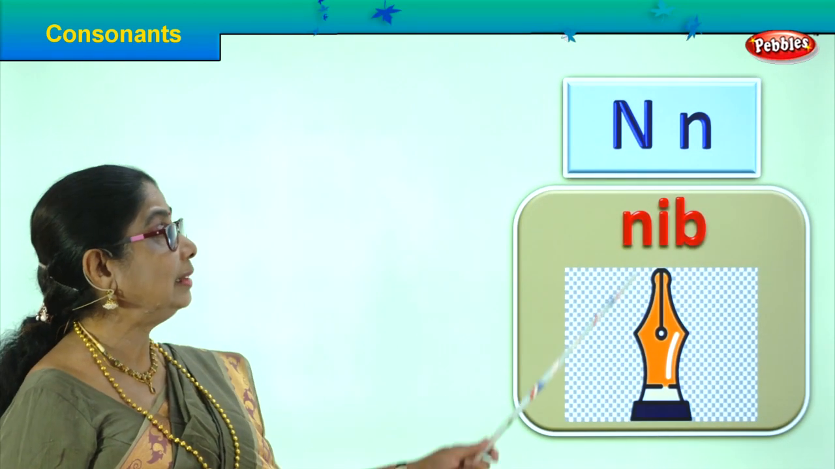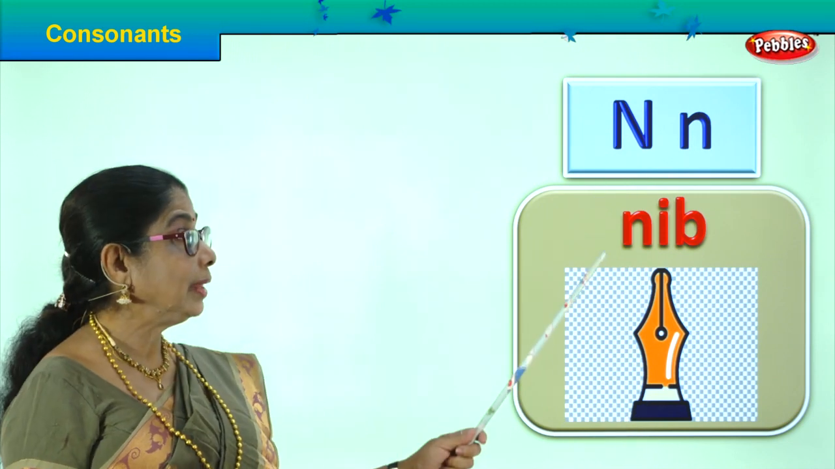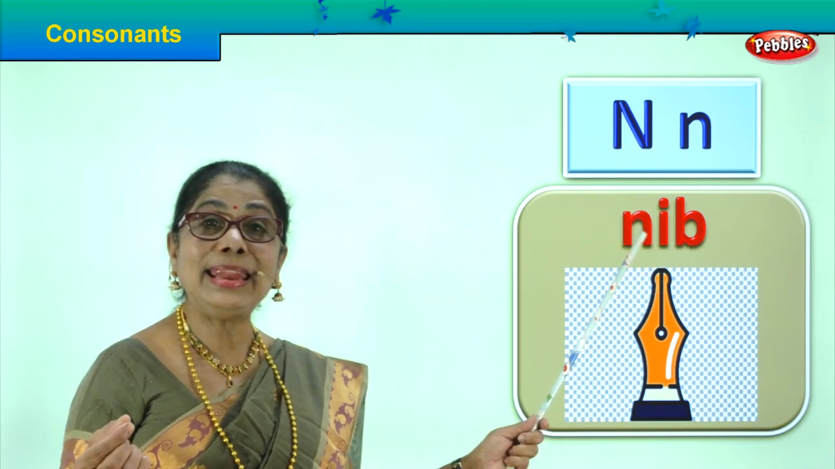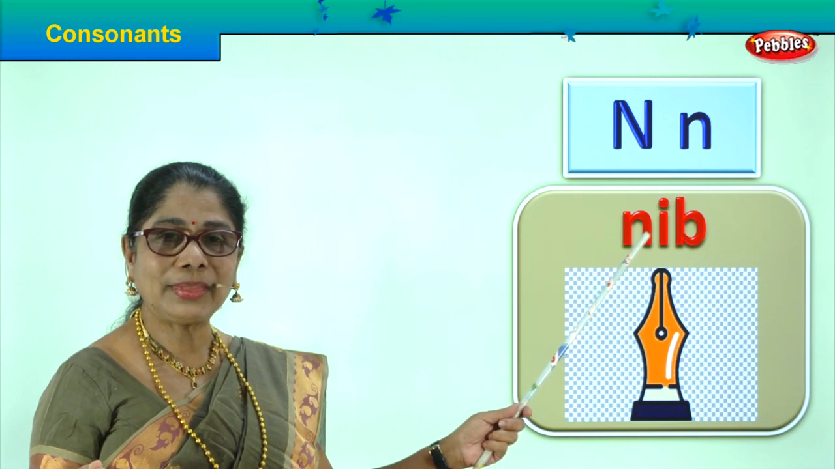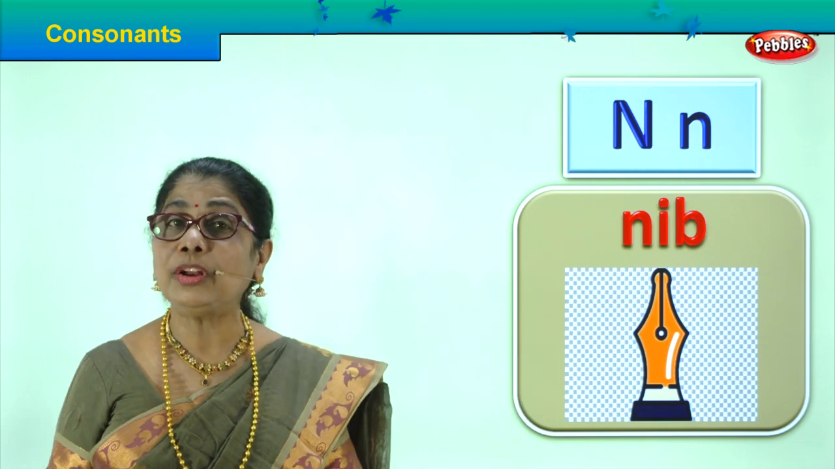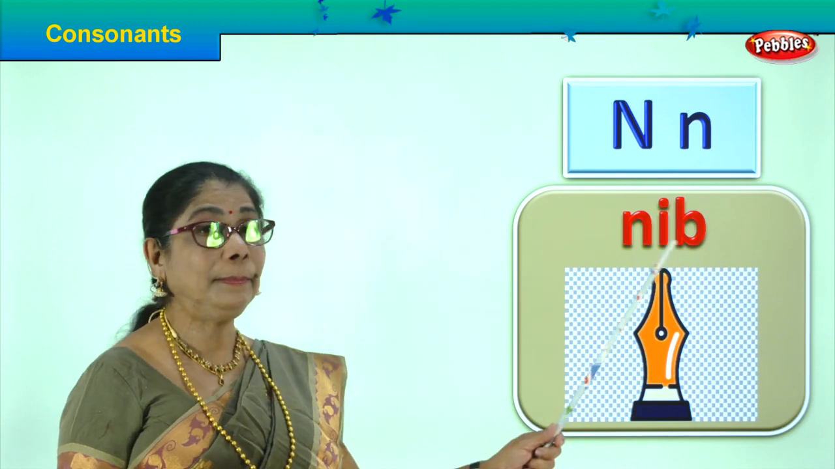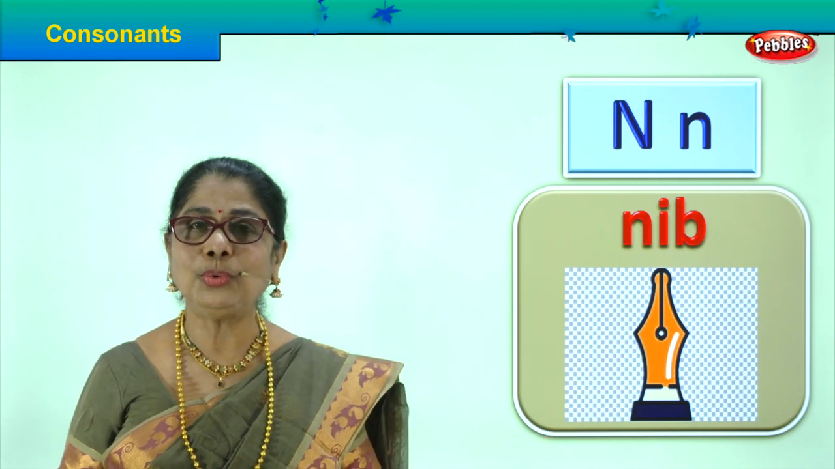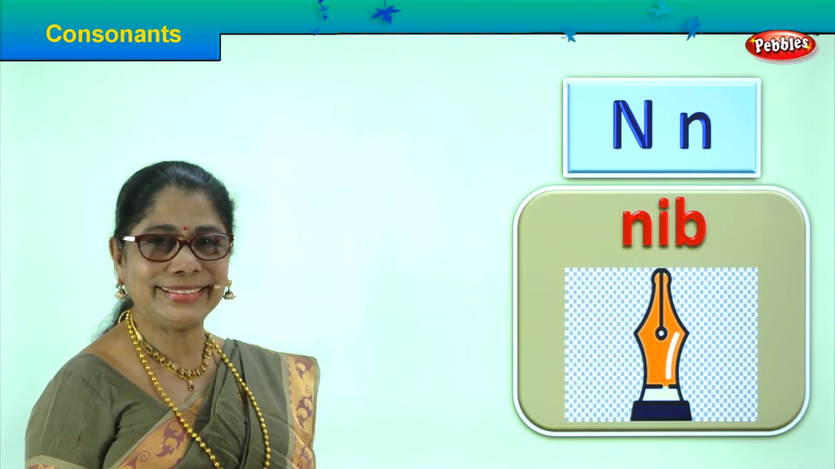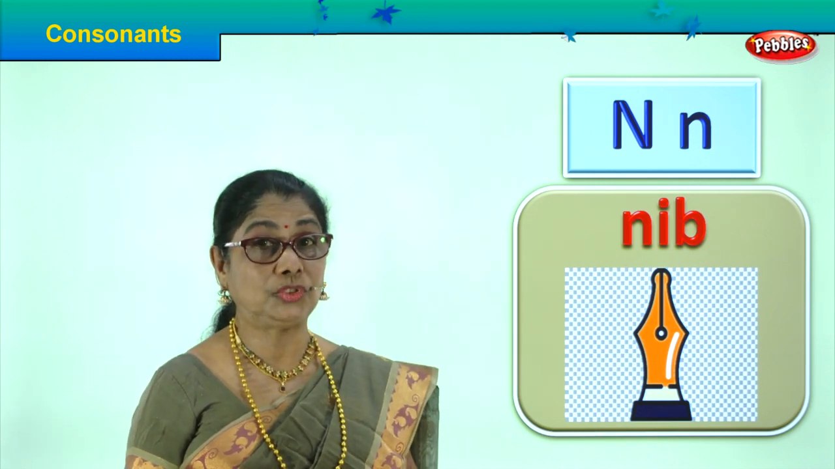Let's look at another picture. See what you have here. What is this? Nib. N-I-B, nib. The tip of a pen. The word nib begins with the consonant N and the sound of N is N. How do you spell nib? N-I-B, nib. Who writes with the pen that has a nib? Your teacher, your daddy. Good. Lovely, isn't it?